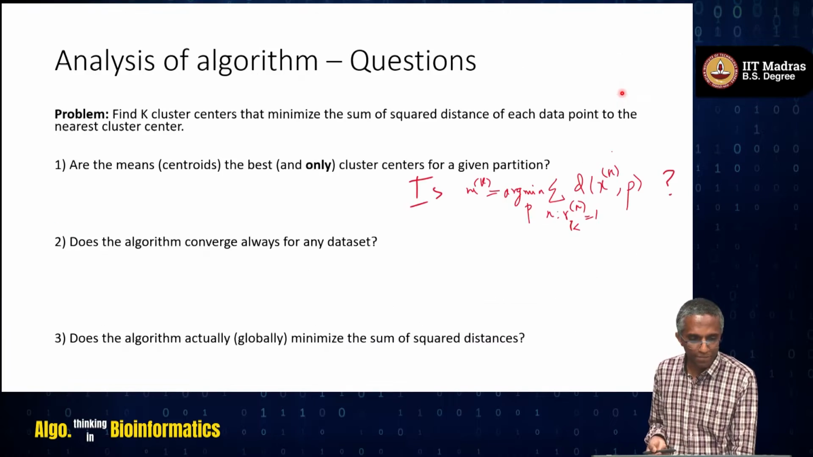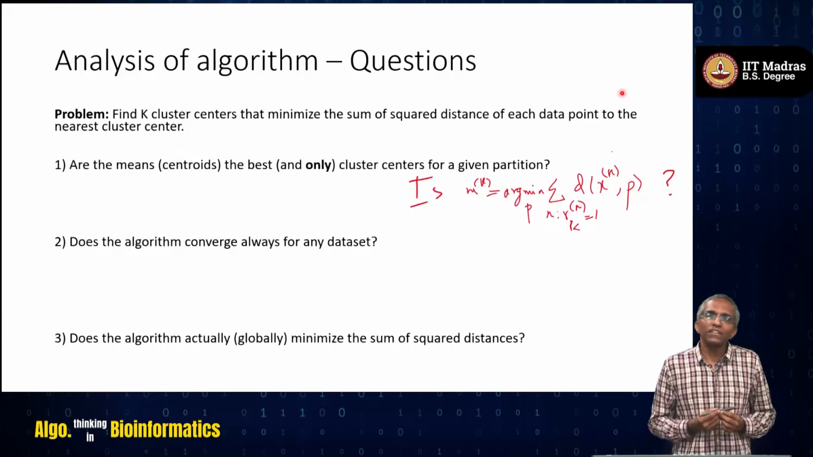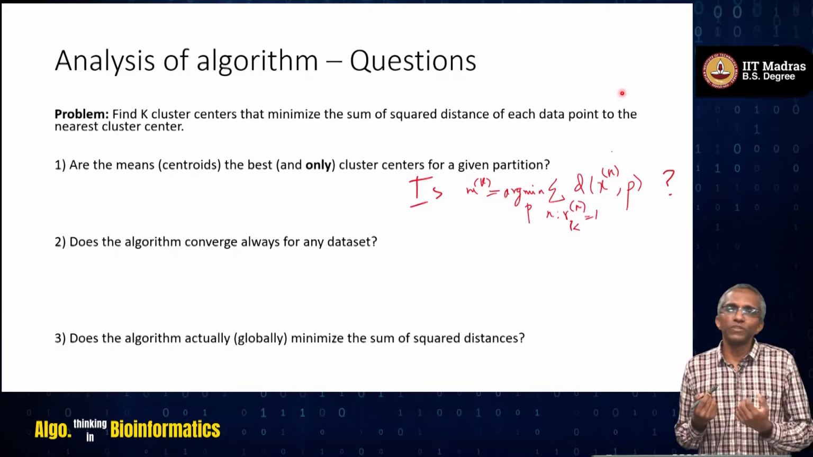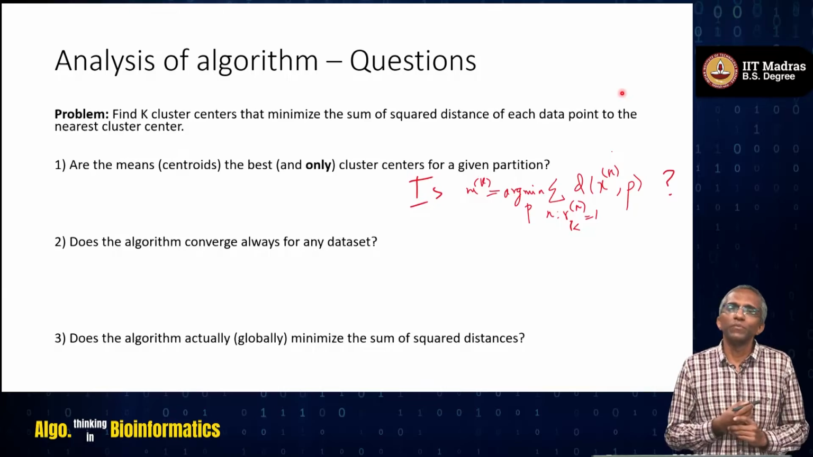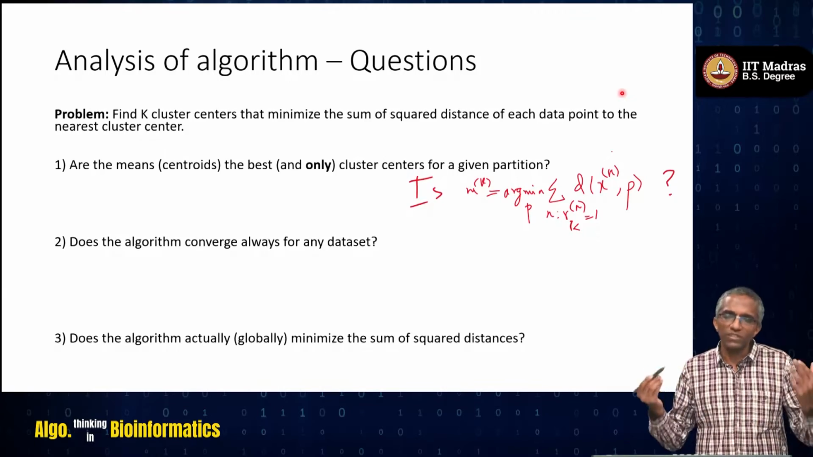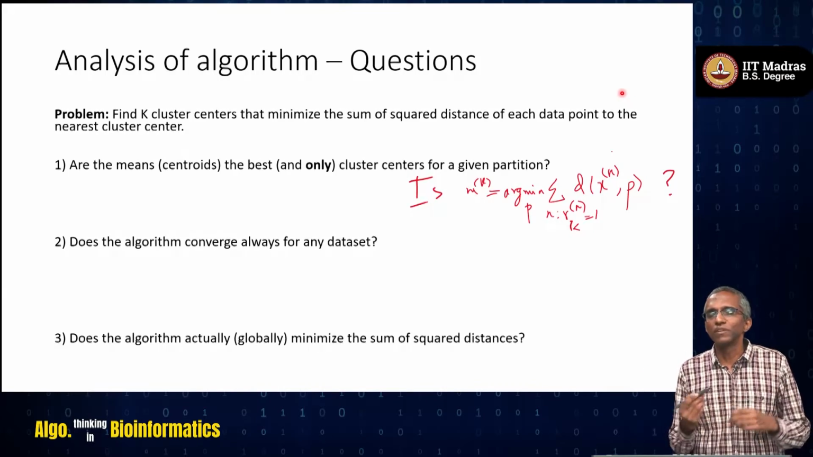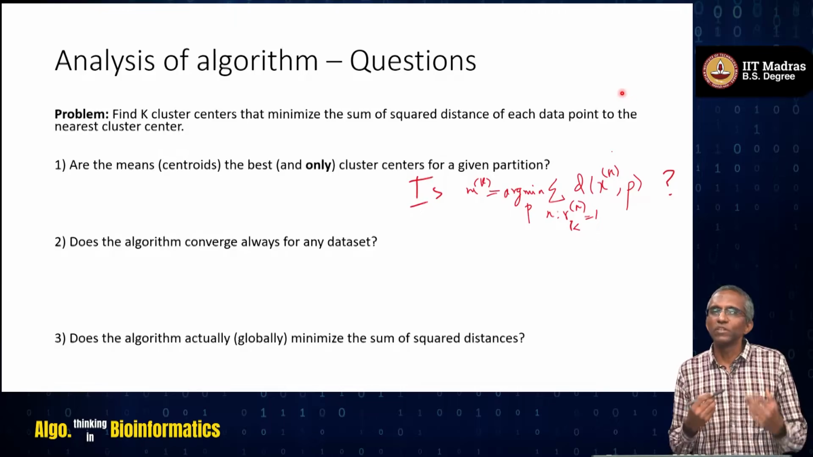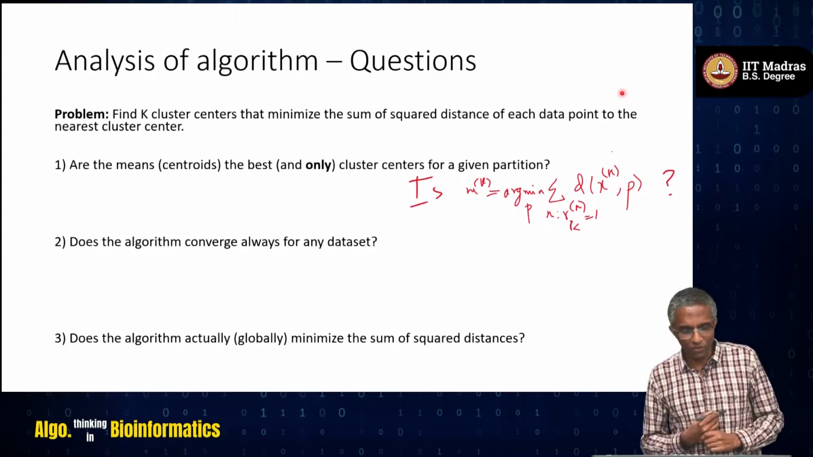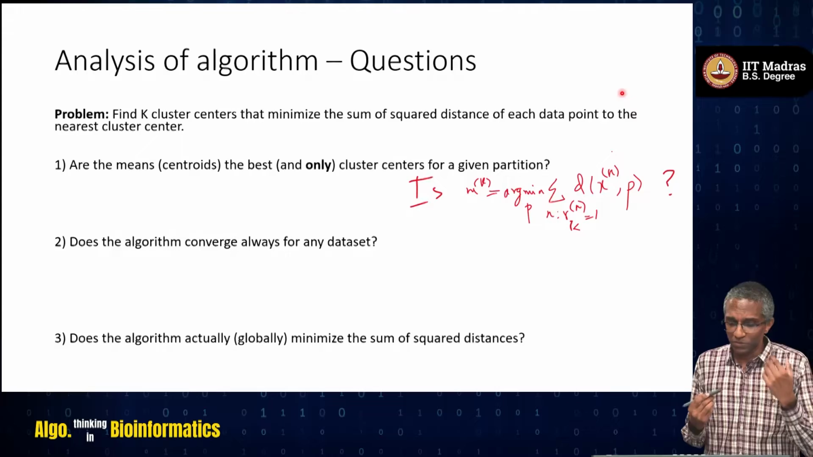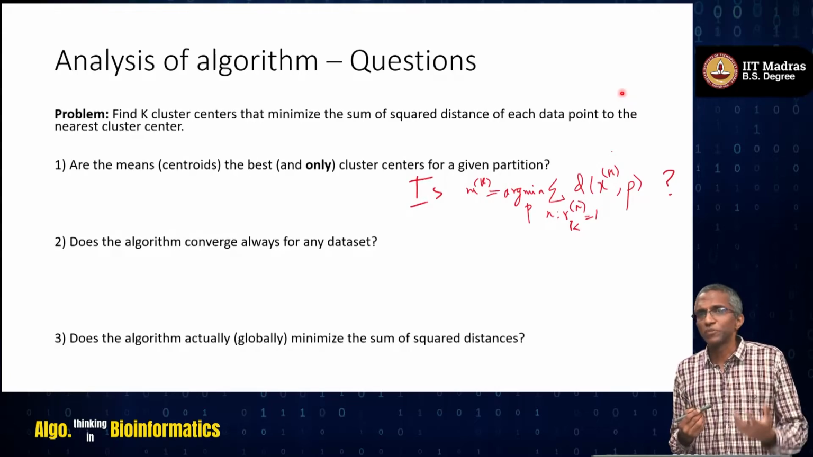So that kind of example and those descriptions will help us now analyze this algorithm. Is it really solving what the k-means problem was set out to solve, the way that we stated the problem? And what are some of the properties of this algorithm and some of the steps of this algorithm?